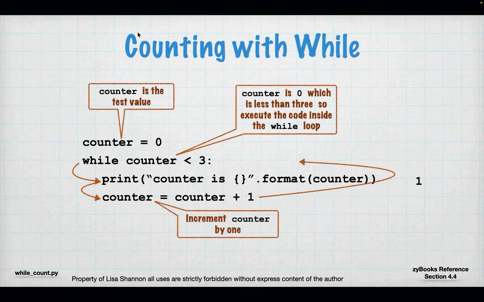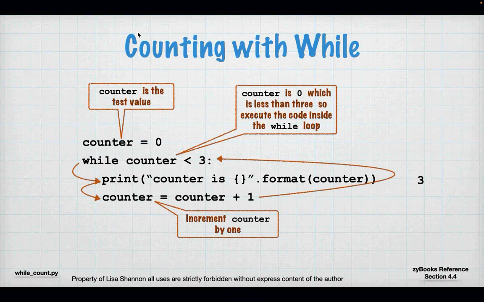So when I look at the while loop, I'm asking the question, is counter less than 3 true or false? When it's 0, it's true. When it's 1, it's true. And when it's 2, it's true. So how does this work within the loop? What happens is counter is 0, so I will go into the loop.